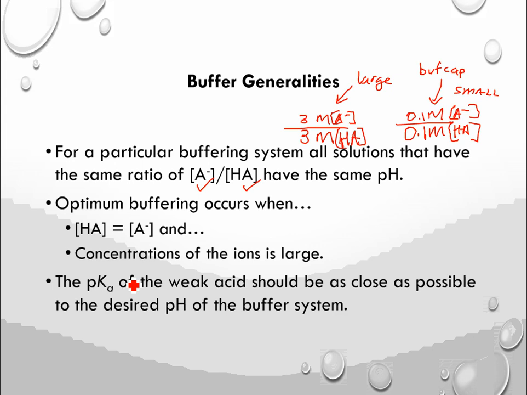It's important to note that if you're trying to make a solution of particular pH, the pKa of your weak acid should be as close as possible to the desired pH of your buffered system. So if you want to keep a buffered system at pH 4 for a specific living organism or a particular chemical process you're working on, you need to make sure that the pKa of the weak acid system you're working with is very similar to the pH that you desire. So if you want a pH of 4, you need to choose a weak acid with a pKa of about 4. Okay?